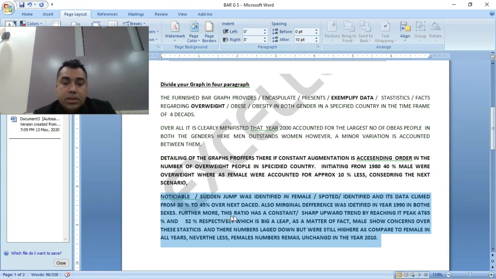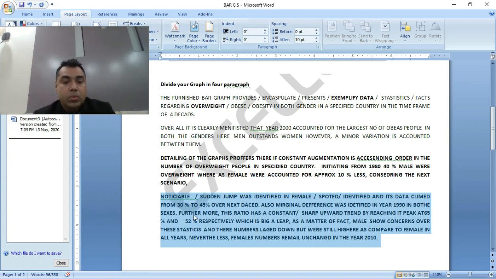Furthermore, this ratio has a constant upward trend by reaching its peak at 65% and 52% respectively, which is a big leap. As a matter of fact, male shows concern over the statistics, and their number lagged down, but were still higher as compared to the female in all the years. Nevertheless, female numbers remain unchanged in the year 2010. That you can write down.